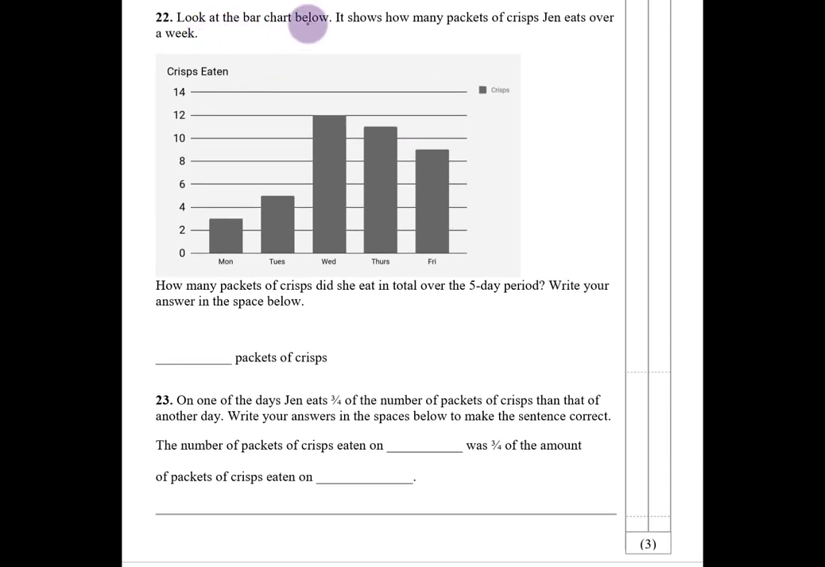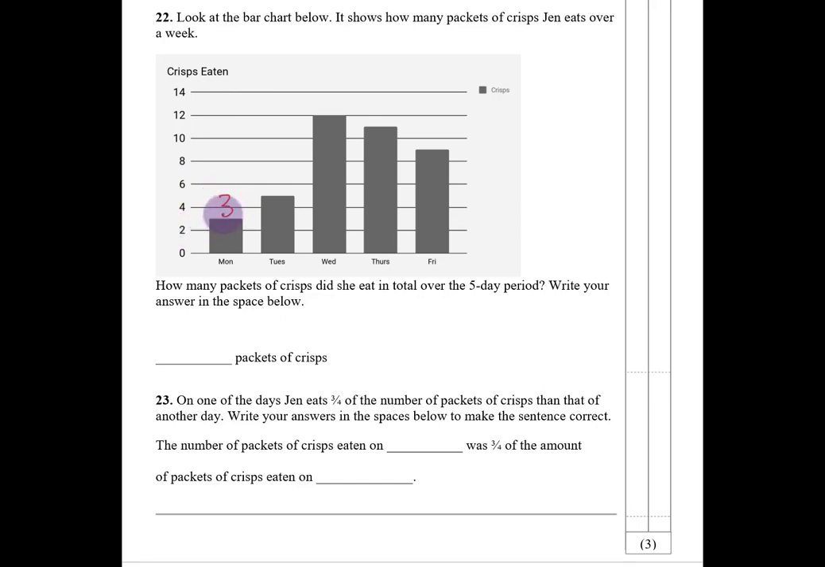Number 22, look at the bar chart below. It shows how many packets of crisps Jen eats over a week. So you've got her crisps eaten, the number of packets, and we've got questions that relate to it. How many packets of crisps did she eat in total over the 5-day period? Write your answer in the space below. When you've got a bar chart, write in what each of these is worth at the top, because it could be useful after as well.